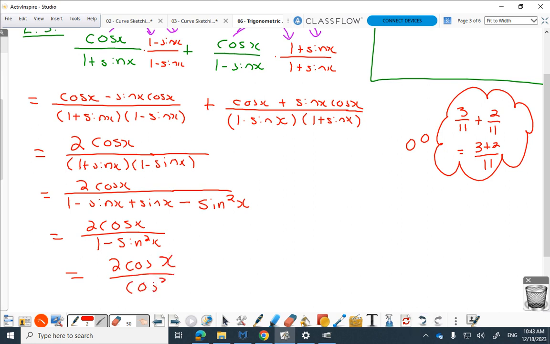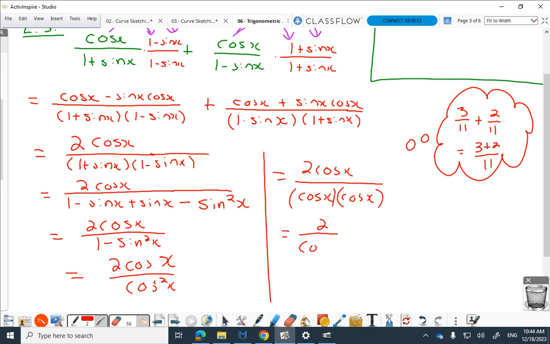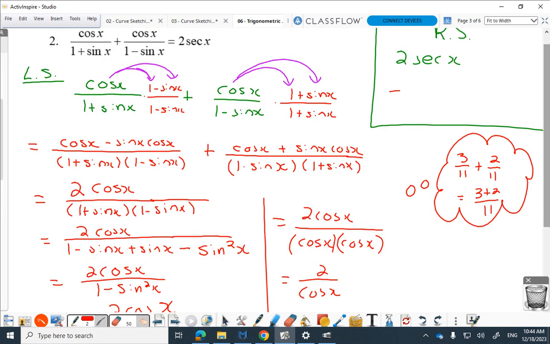And I'll write some extra steps here, just in case this is all getting to be too much on a Monday. Cos squared x, this is what cos squared x really means. It's cos x times cos x. One of the coses cancels, and I get 2 over cos x. And now finally I'm ready to talk about the right-hand side. Secant's 1 over cos. So 2 secant is 2 over cos. Left side equals right side.